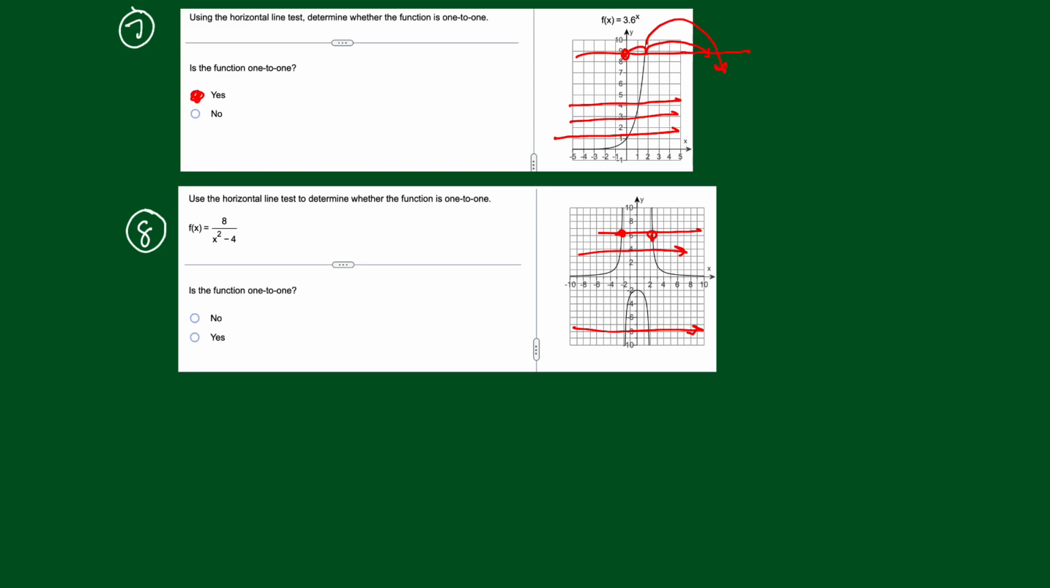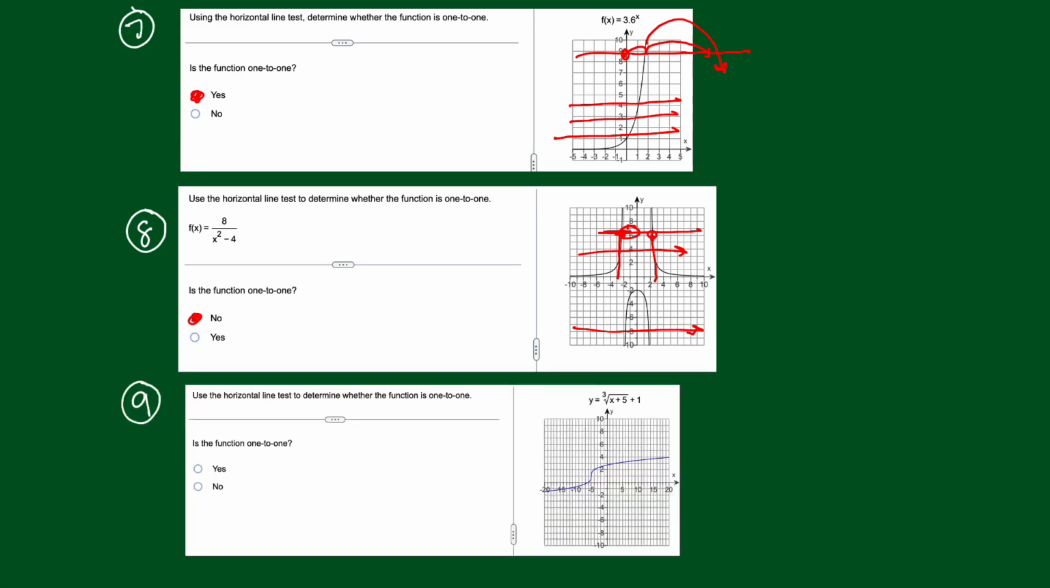So I'm going to say no, this is not one-to-one because that output right here, whatever that output is, I can produce that using two different inputs. So it's not one-to-one. One input gives me one output, and one output comes from one input.